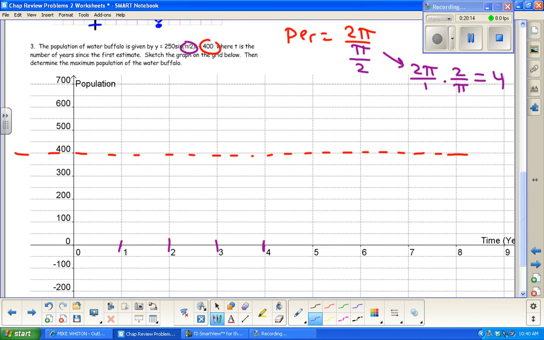And then the amplitude is 250, and it's a sine curve. Sine usually starts at 0, but with the vertical shift, this one will start up at 400. Now the amplitude is how high I need to go from there. So in my first interval, I need to go up 250 more. So I'm going to be up at 650, come back down to where we started, go down 250, get back to where we started, and then start to repeat that pattern.